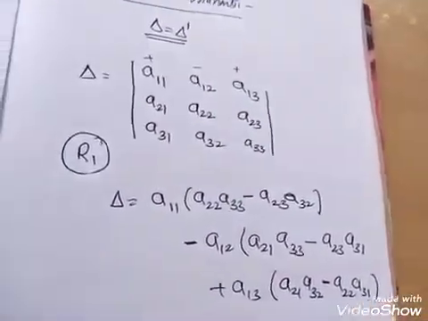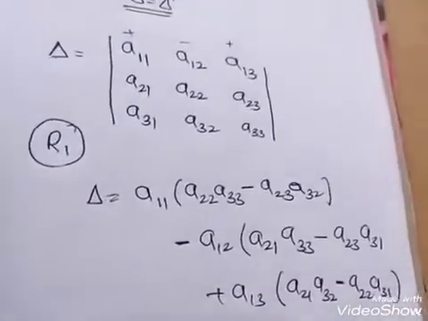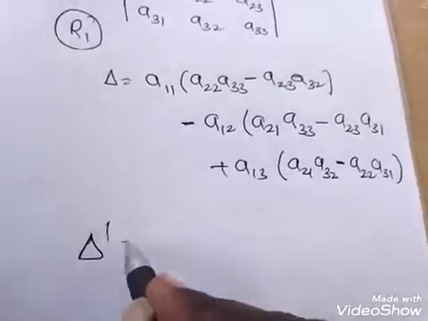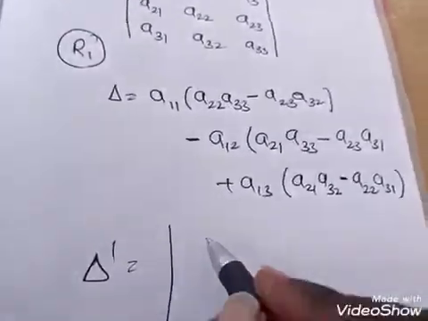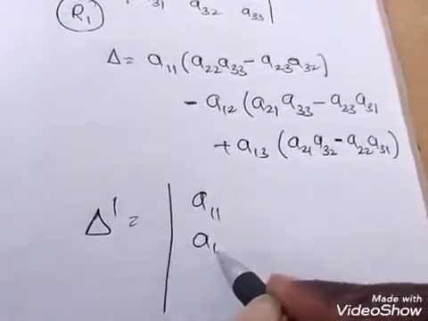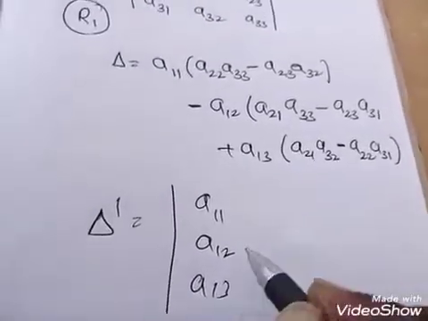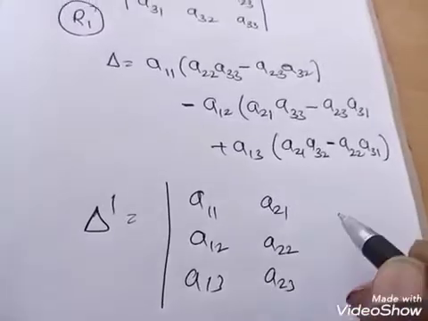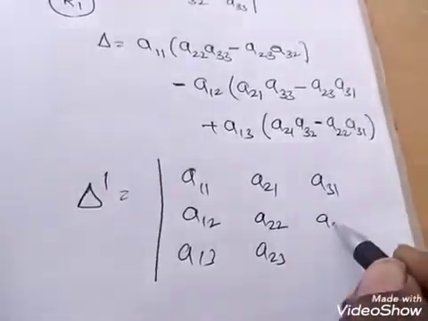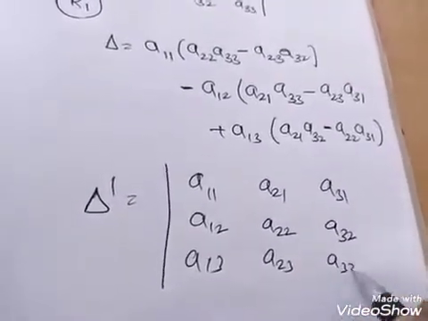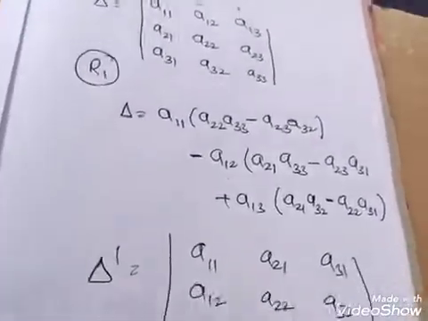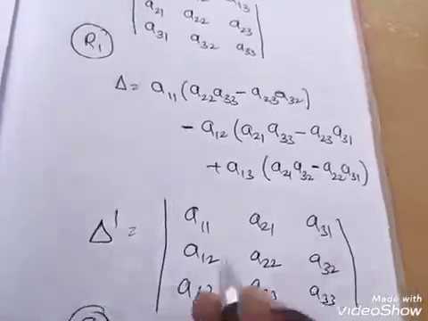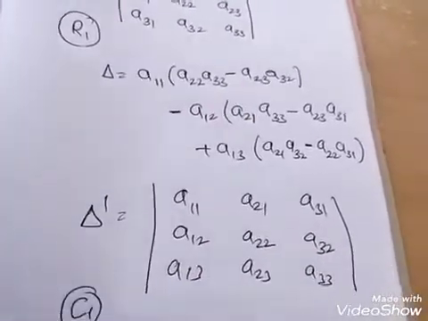This is the delta. Now delta dash, what are you going to get? Observe, delta dash is the determinant where we interchange rows and columns, that is A11, A12, A13, A21, A22, A23, A31, A32, A33. Here, instead of going again and again, I am expanding with respect to column 1. Column 1 is the same one, no? Therefore, what are you going to get?